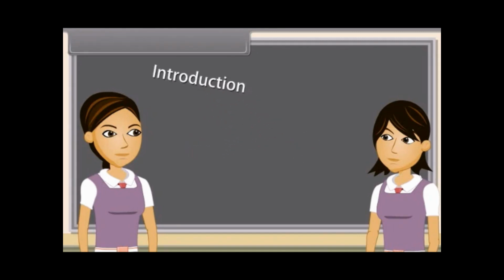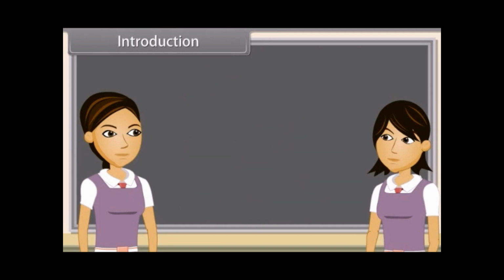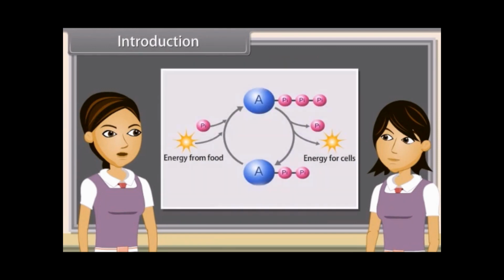Introduction. As we have discussed earlier, every living organism taking food material by the process of nutrition provides energy for various life processes. Respiration is an oxidative process involving the oxidation of food substances such as carbohydrates, fats and proteins within the tissues to form CO2, water and consequent release of energy.